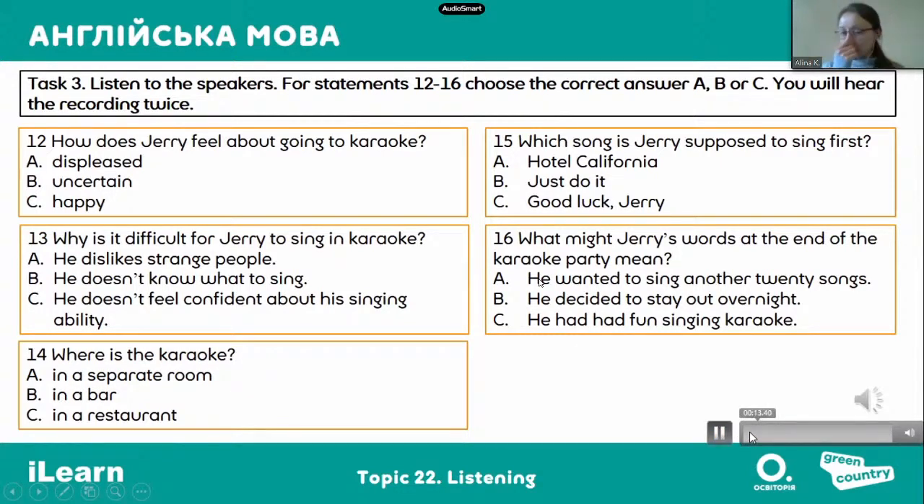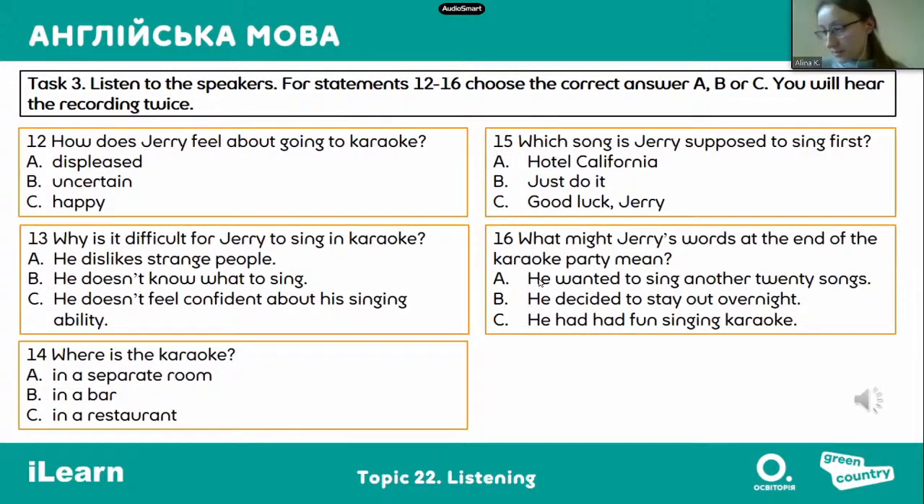Track 3. Task 3. You will hear two friends deciding where to go in the evening. For questions 12 to 16, choose the correct answer A, B, or C. Now, you have 45 seconds to look at the questions for task 3.